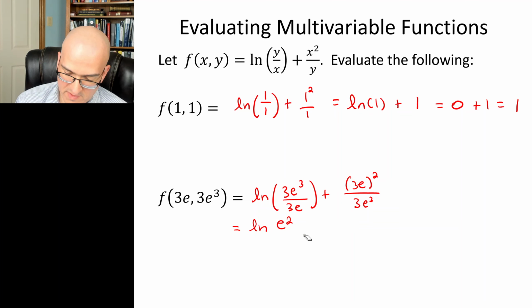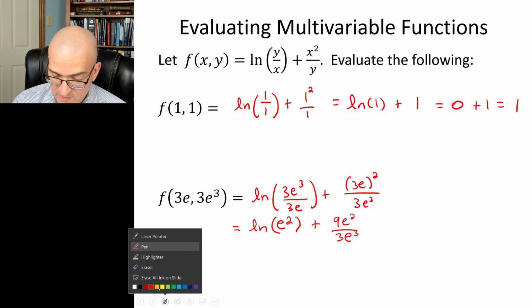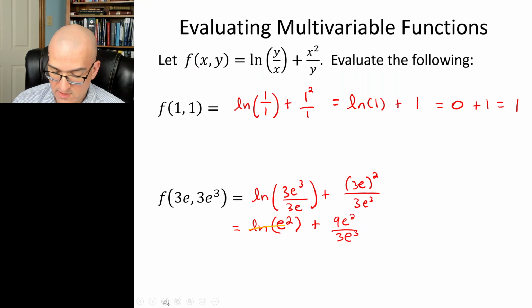Oh, my brackets match in size. Now the next one, we have 3e all squared, which using exponent laws is the first term squared times the second term squared. So we'll have 9e squared divided by 3e cubed. The first piece there, we can use the cancellation law. Log base e of something is just the something. So just the power 2 is going to survive. And from the second part, 9 over 3 is 3.